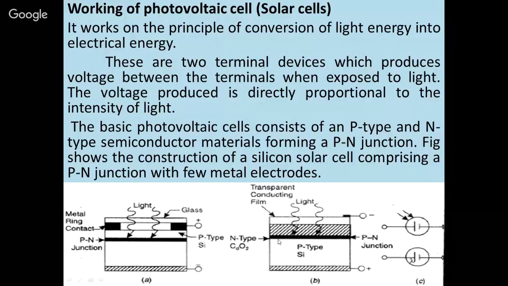The basic photovoltaic cell consists of P-type and N-type semiconductor materials. Here we have an N-type and a P-type layer, forming a PN junction diode, and a metallic ring is connected, with a glass plate above where the light rays fall directly on the PN junction. When it falls on the PN junction, it liberates electron-hole pairs. The electrons move downward and the holes move towards the positive side, such that a potential develops. It acts as a battery where the power generation takes place.